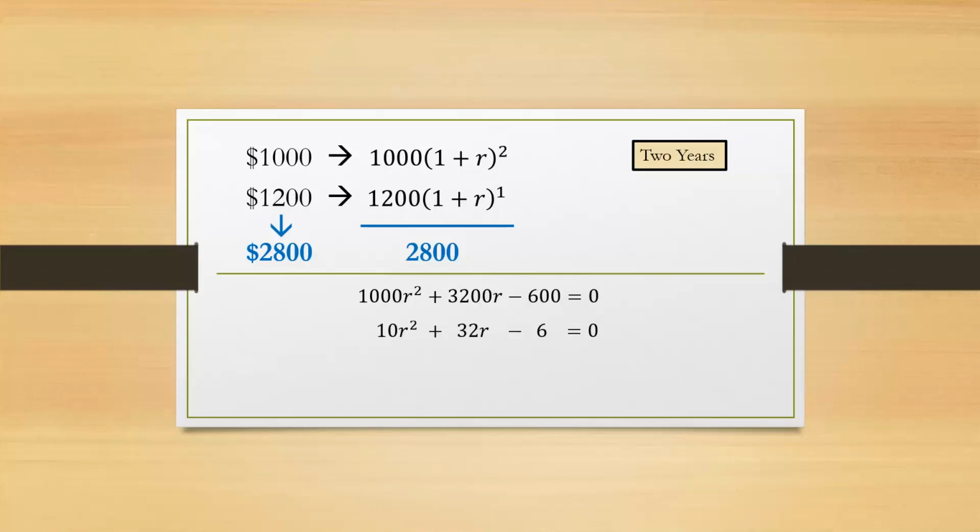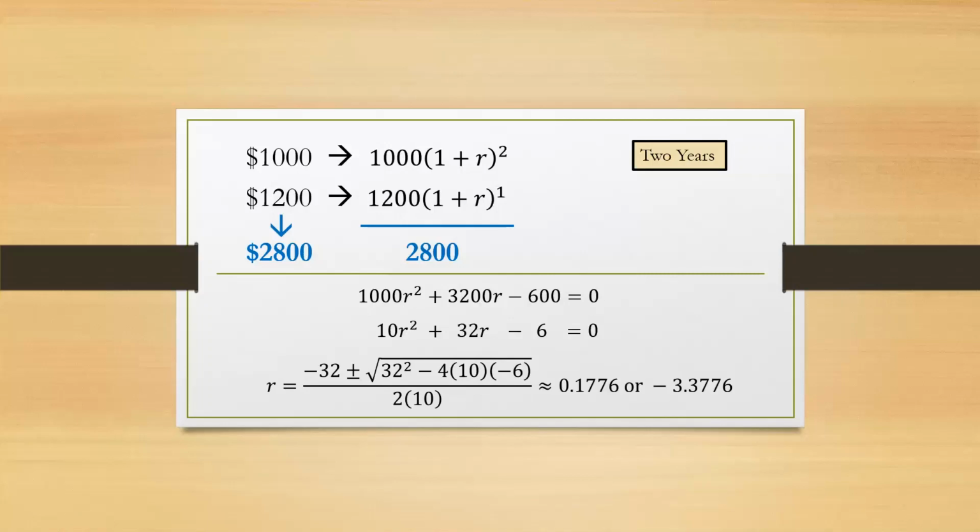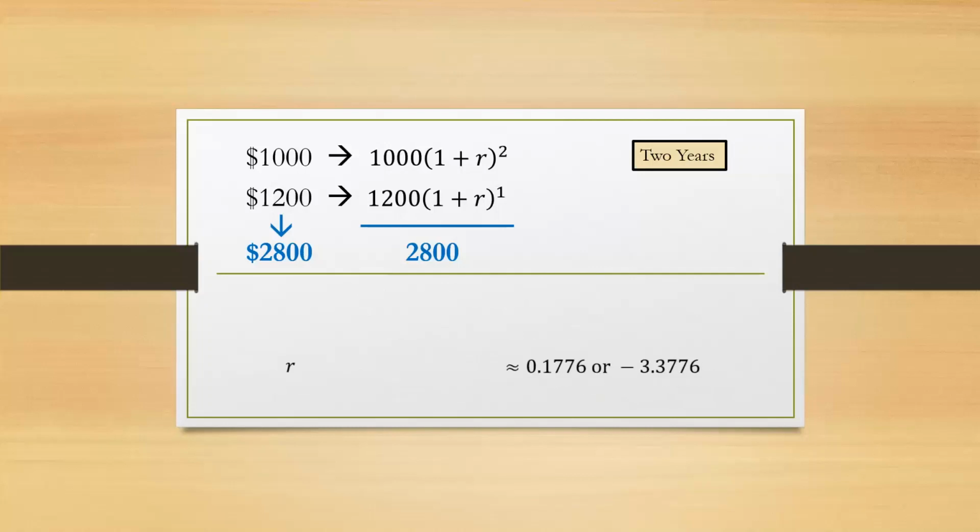And so applying the quadratic formula, that would be the solution, which simplifies, as a decimal, to 0.1776 or negative 3.3776. That's equivalent to 17.76% or negative 337.76%.